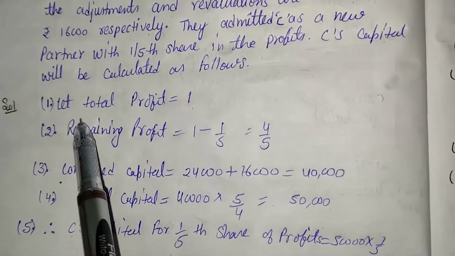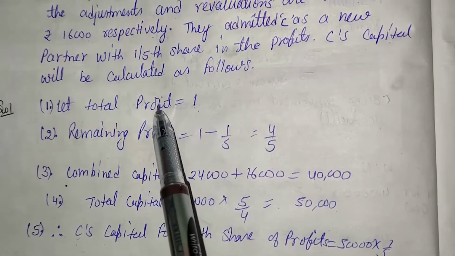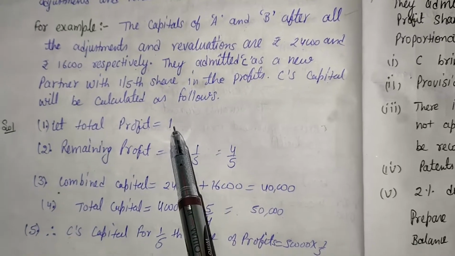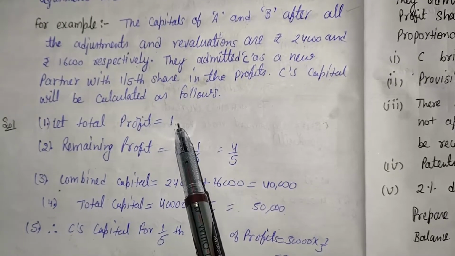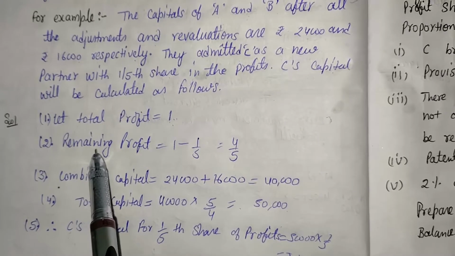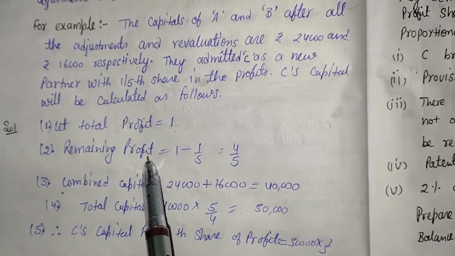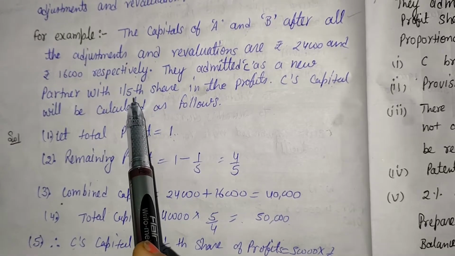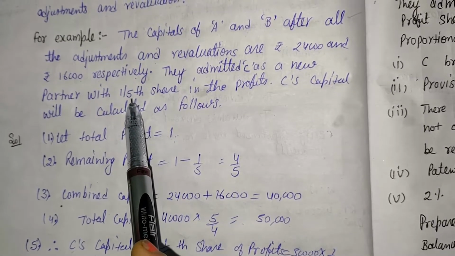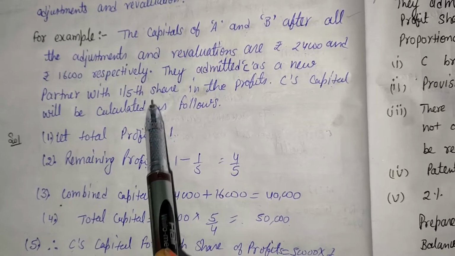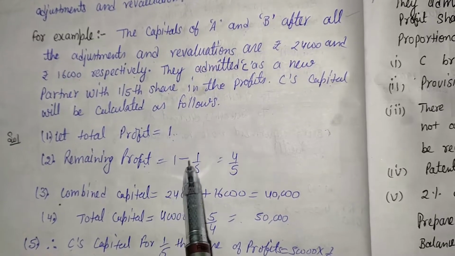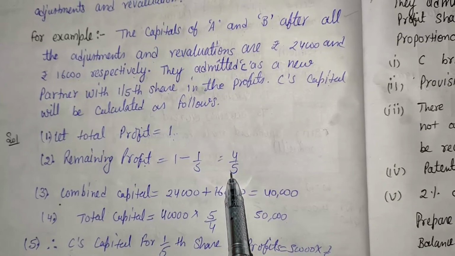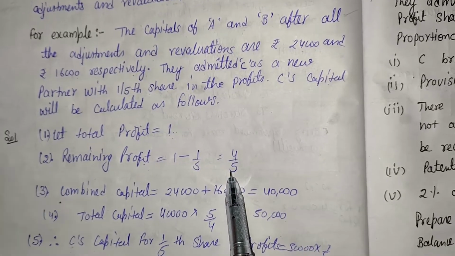The first step is let total profit be rupees 1. In all the cases, we already know about that. The second point is remaining profit. Here, it is already given that the new partner's share is 1/5. So remaining profit is 1 minus new partner's share, that is 4/5. That is the second step.